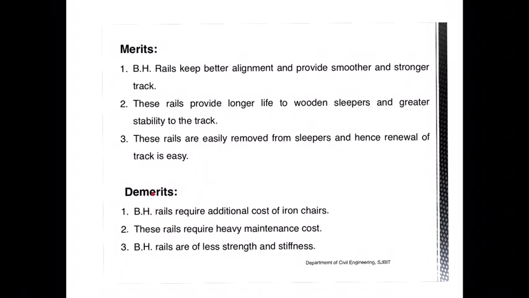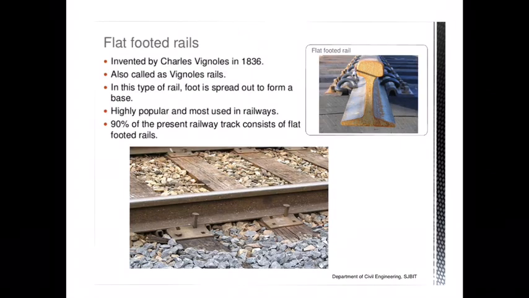But what are the demerits, or the disadvantages, of using the bull-headed rails? To fit the head rail section into the sleepers, we require additional fittings, that is, the iron chairs, and the keys are also required. That increases the cost of construction and the number of fittings required, and high maintenance cost is also encountered. The bull-headed rail sections are of less strength and stiffness compared to the flat-footed rails.